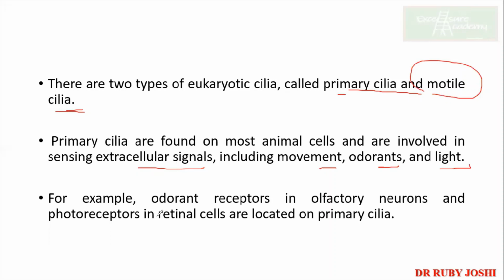For example, odorant receptors in the olfactory neurons and photoreceptors in the retinal cells are located on the primary cilia. Now, when you talk about olfactory neurons, what are they meant for? Odor, right? Odorant receptors. This is for the smell.